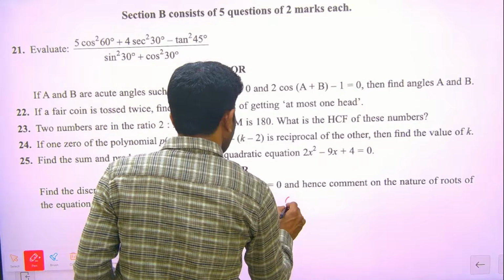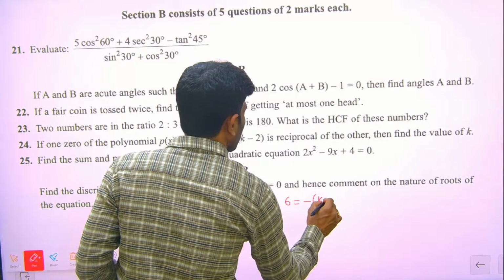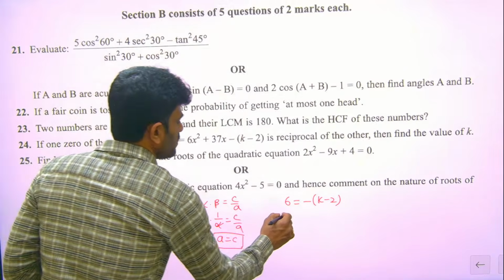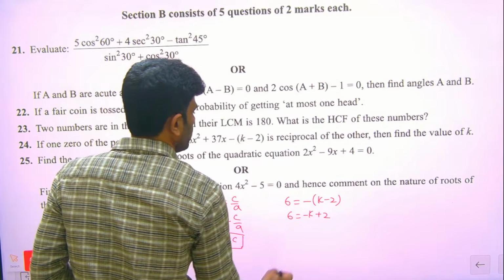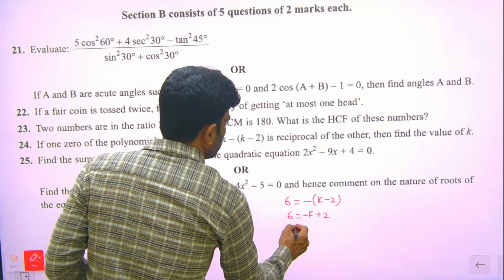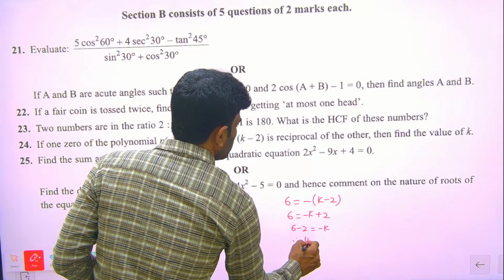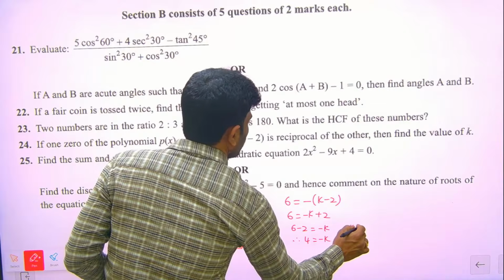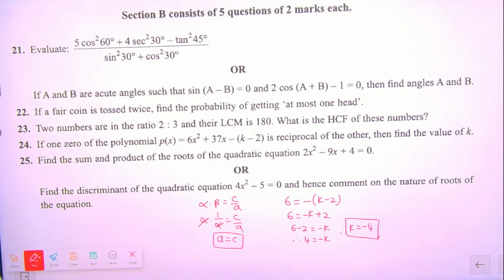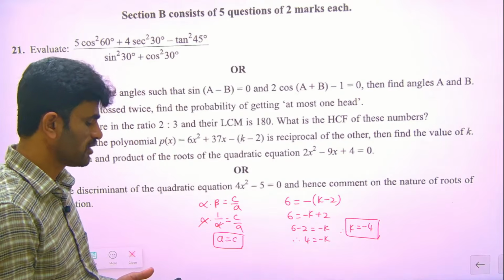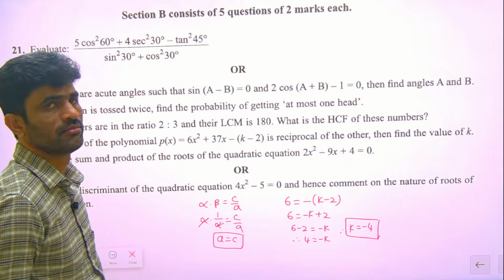Now in this, what is a? a is equal to 6. And what is c? c is minus of k minus 2. Now that is 6 is equal to minus k plus 2. Then transpose to the side. 6 minus 2 is equal to minus k. Therefore 4 is equal to minus k. Then k is equal to minus 4. In that way we can find out the value of k. See, the main point you have to remember: when one zero is the reciprocal of the other zero, a is equal to c.